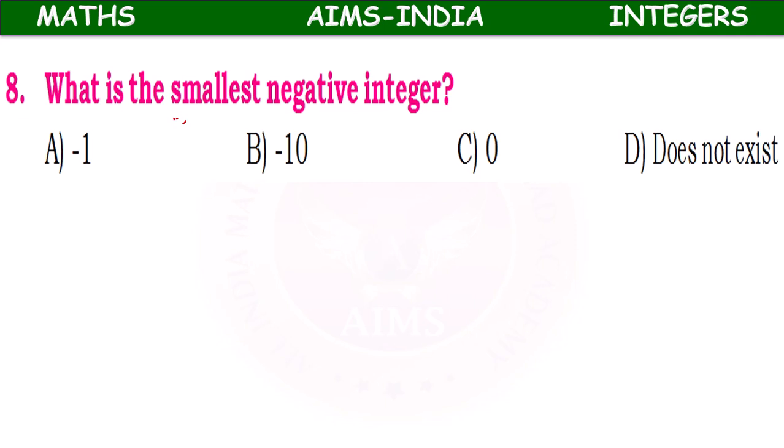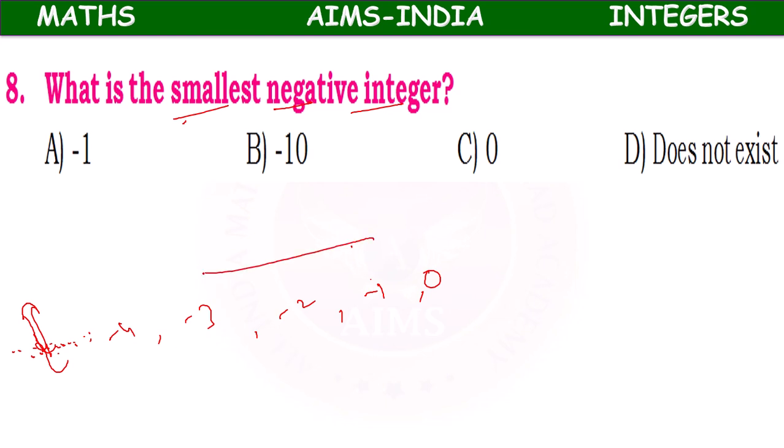So what is the smallest negative integer? What is the smallest negative integer? So 0, minus 1, minus 2, minus 3, minus 4, like that. We can have unlimited, up to infinity, negative integers. Starting from minus 1 towards the left side, we can have up to infinity negative integers.